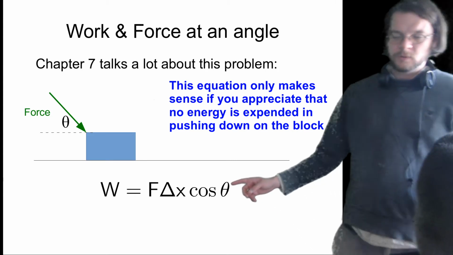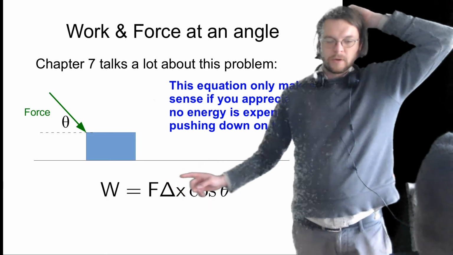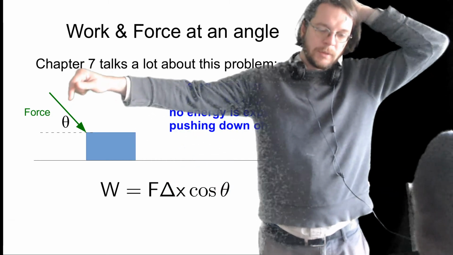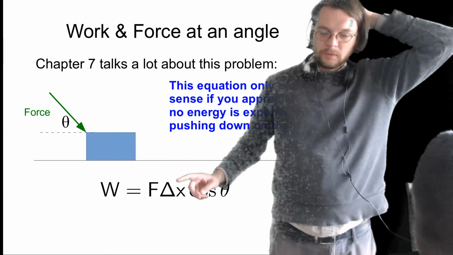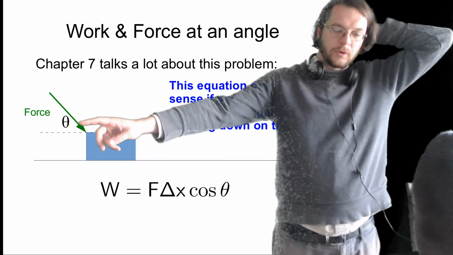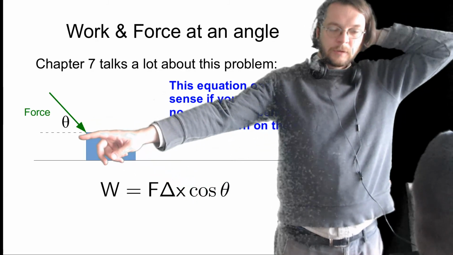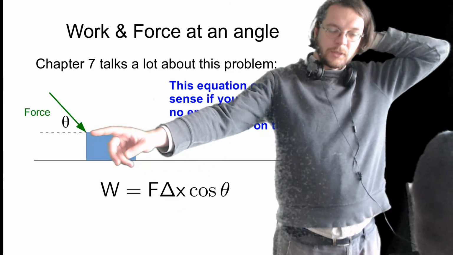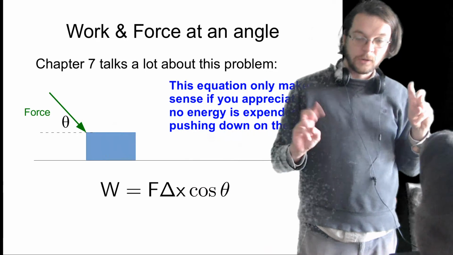And another important thing is that because it's F cosine theta, that means it's only the horizontal component of the force, right? F cosine theta is the horizontal component of this force. And so this equation only makes sense if it's the horizontal component of the force that's doing the work.